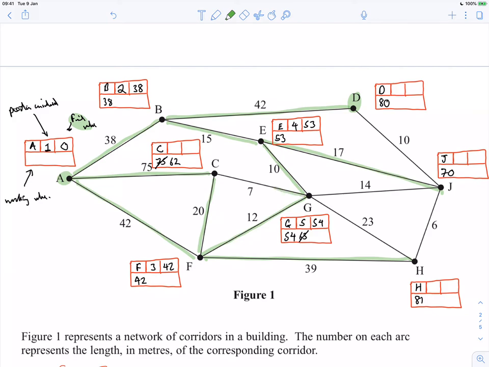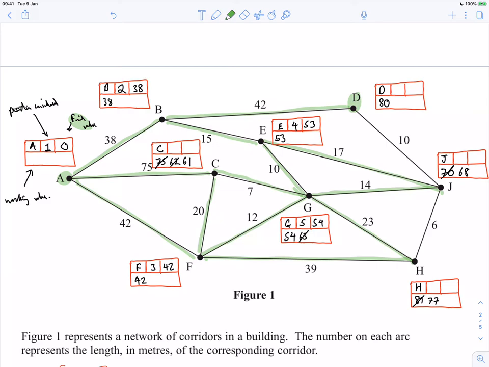So G connecting back to C, well, 54 plus 7 is 61, so there's a slight improvement doing it that way. I don't consider G to F because F is finalized. G to H, which is adding 23, so 54 add 23 is 77, which is better than 81, so I'll cross that out. And then the only connection left to consider for G, well, G to E is finalized, so I won't consider that. And G to J is 54 plus 14, which is 68, which is an improvement from 70. So I'll put that down to 68. And now that is considered.